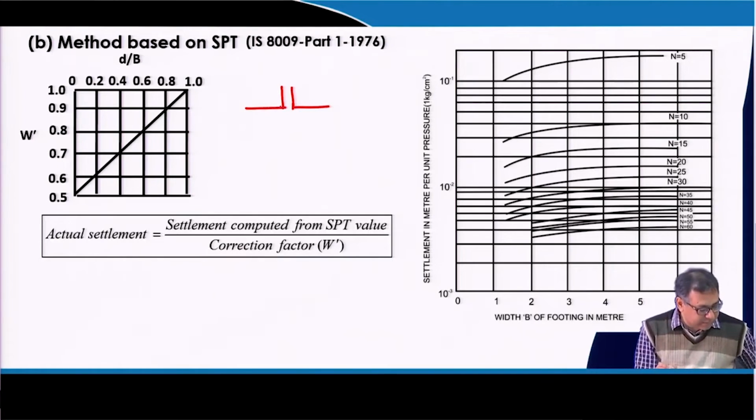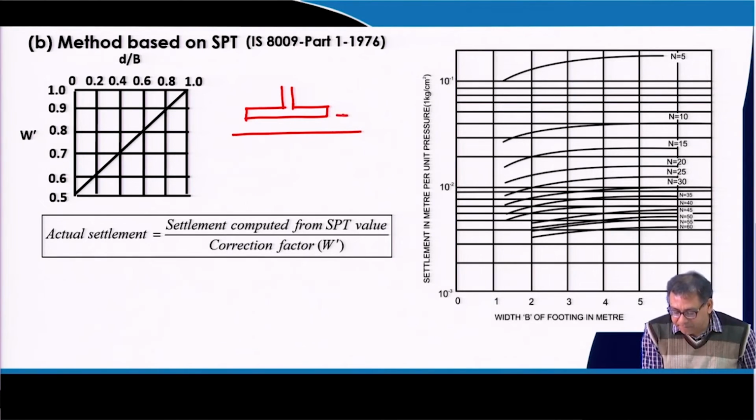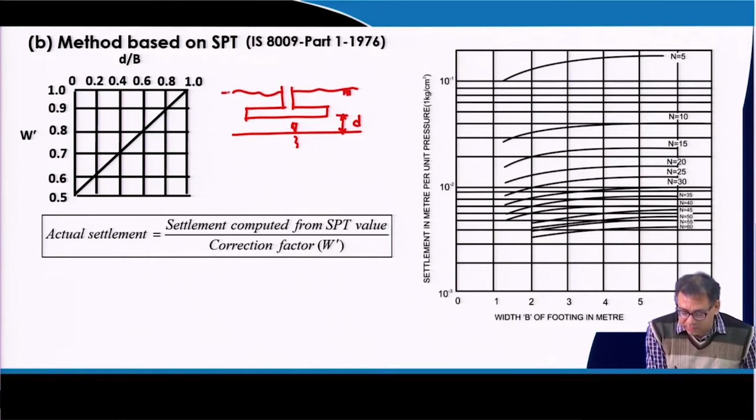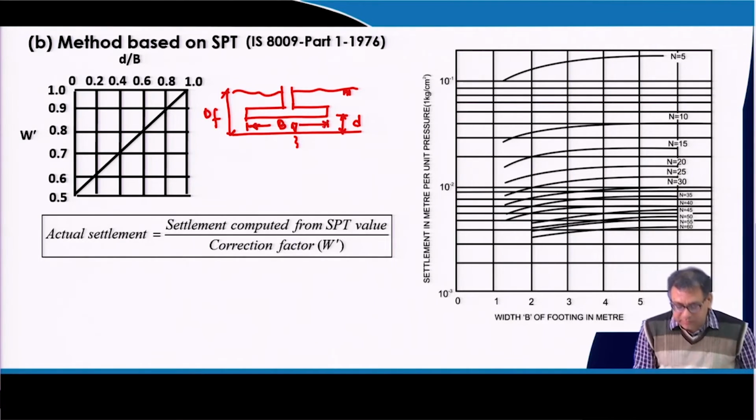Okay, so here this is the D, this is the water table, and this is the ground surface, this is DF and this is the width of the foundation. For example, if D is equal to 0, your correction factor is 1. If your D by B is equal to 1, the correction factor will be 1, and if your D by B is equal to 0, the correction factor will be 0.5.